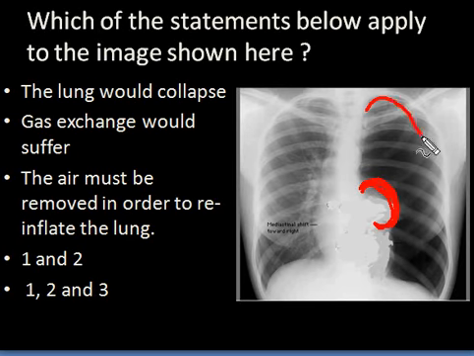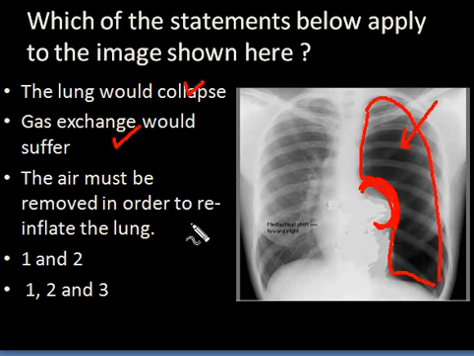All of this is the pleural cavity with air inside it. And if air enters the pleural cavity, then you get this very, very black shadow. The intrapleural pressure will become positive, and hence the lung will collapse. So this statement will be true. If the lung collapses, naturally no gas exchange would occur on that side. So gas exchange would suffer.